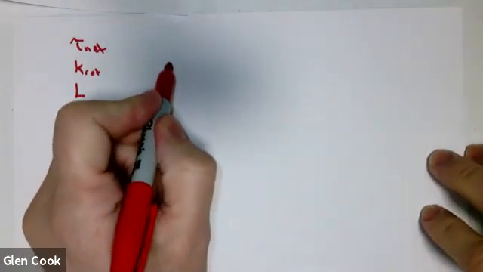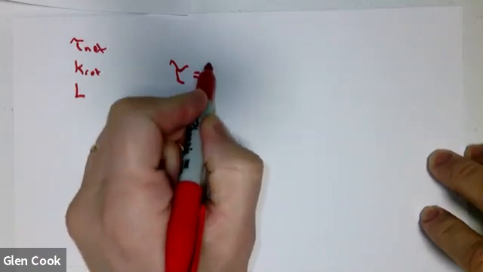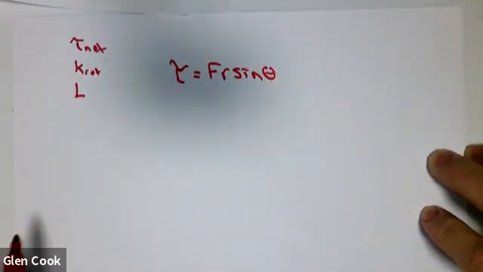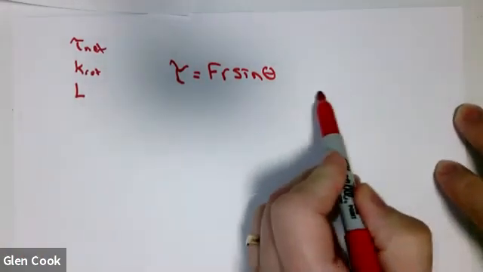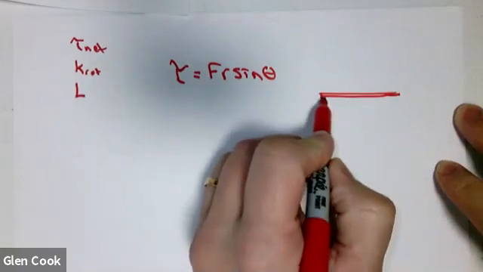All right, so let's start. I have torque net, K rot, and L, and if you know what those stand for. So we know that torque is force times radius times the sine of the angle between the force and the radial arm. So if I have just a lever arm, and this is my pivot point.